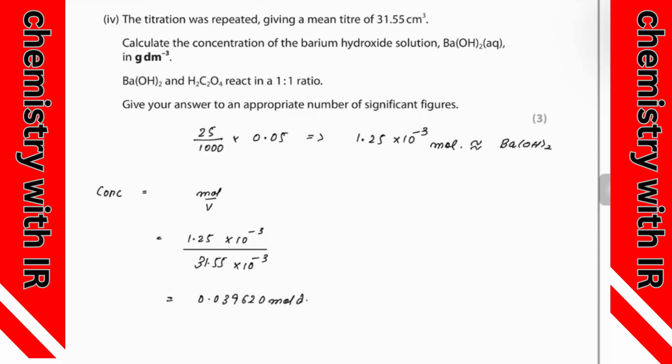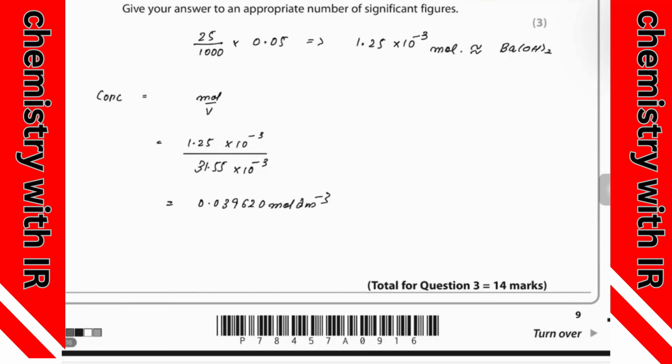This is the concentration, but they are asking for the concentration in grams per dm cube. So I have to convert the mole into grams. How can I convert mole into mass? Mole is equal to mass upon Mr, so Mr times moles is equal to mass.